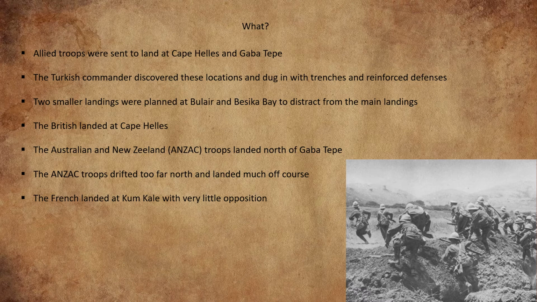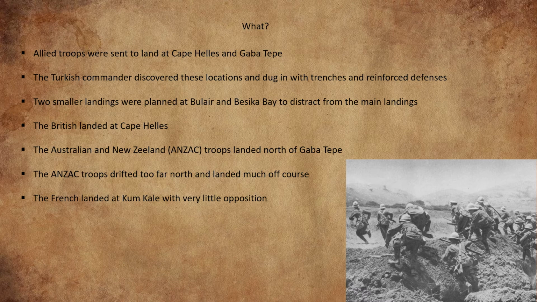Two smaller landings were planned at Bolaire and Beskia Bay to distract from the main landings. This would try and give the main landings the element of surprise through not being sure which attack was the main attack, which would be the brunt of the troops. The British landed at Cape Helles. The Australian and New Zealand, also known as the Anzac troops, landed north of Gallipoli.